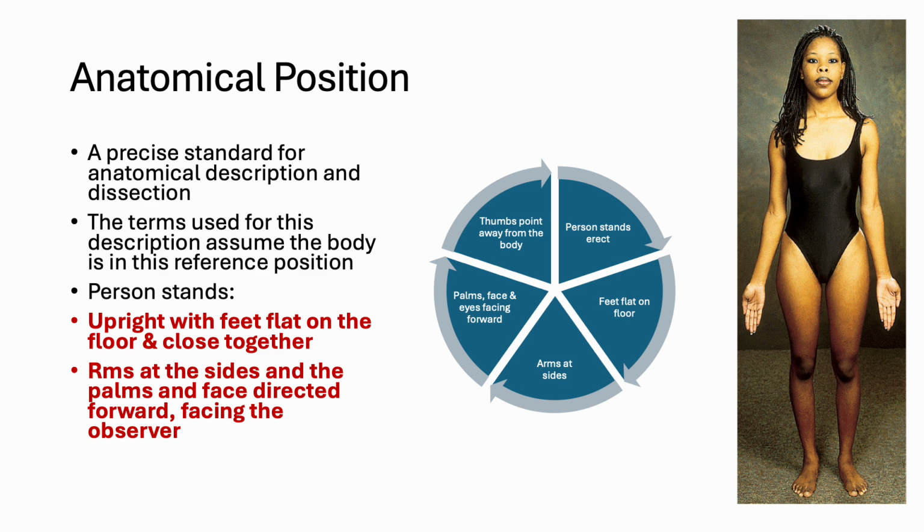This is an important reference position, and you should be familiar with it. Anatomical position means the person is standing upright, their feet are flat on the floor and close together. The arms are at the sides, and the palms and the face are directed forward, facing the observer. You are going to utilize this position when referring to your bones, muscles, arteries, veins, and nerves. All of this is in reference to the anatomical position, so please know what it means to be in the anatomical position.